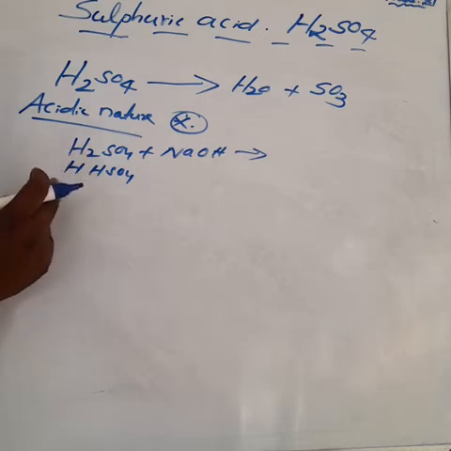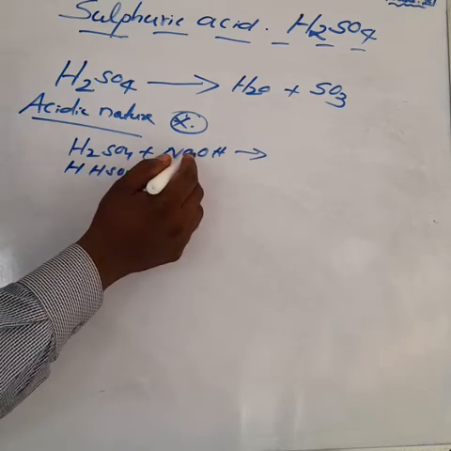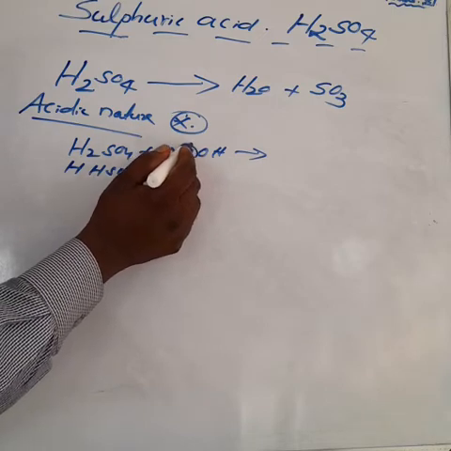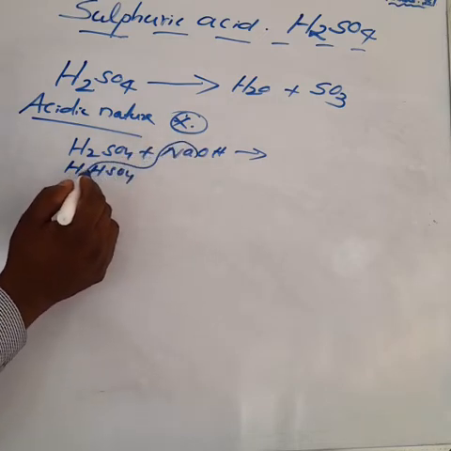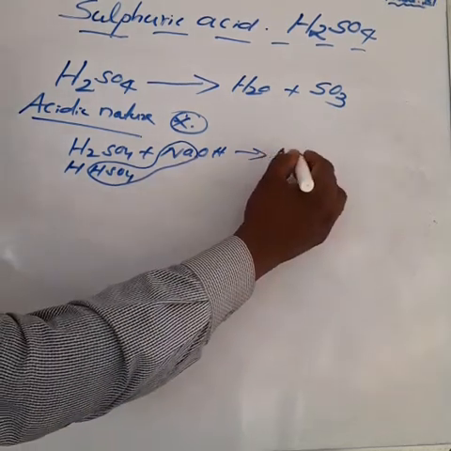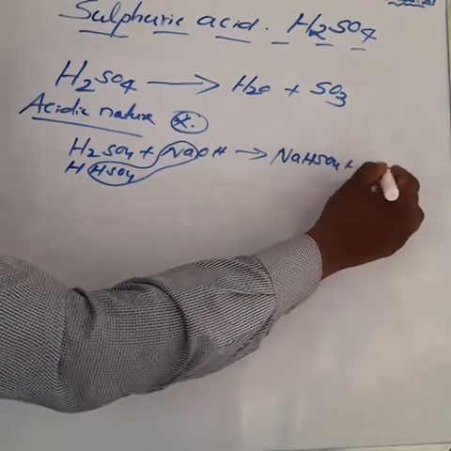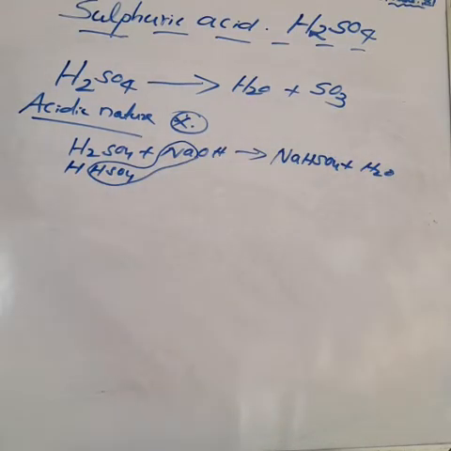Sulfuric acid, that is H2SO4, reacts with, what's the formula of sodium hydroxide? NaOH. We get sodium combining with one of the hydrogens along with the sulfate to form NaHSO4 plus water molecules. What is NaHSO4? Sodium bisulfate.